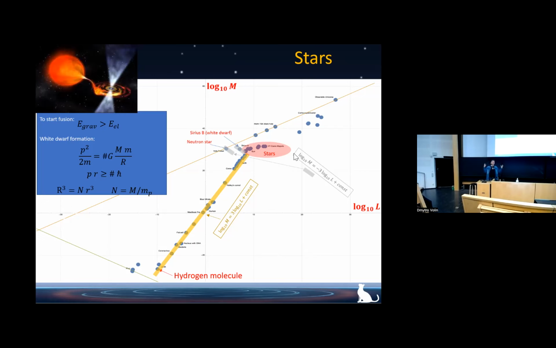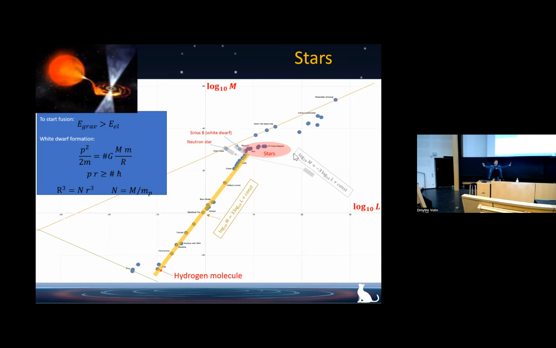When you have the gravitational energy of a star, in the core of the star, gravitational energy becomes stronger than electric repulsion between two protons, and what can happen is you can start having fusion. Fusion starts, it's a very energetic process, and because it's a very energetic process, a lot of energy is expelled, and this expelled energy actually pushes stars outwards.